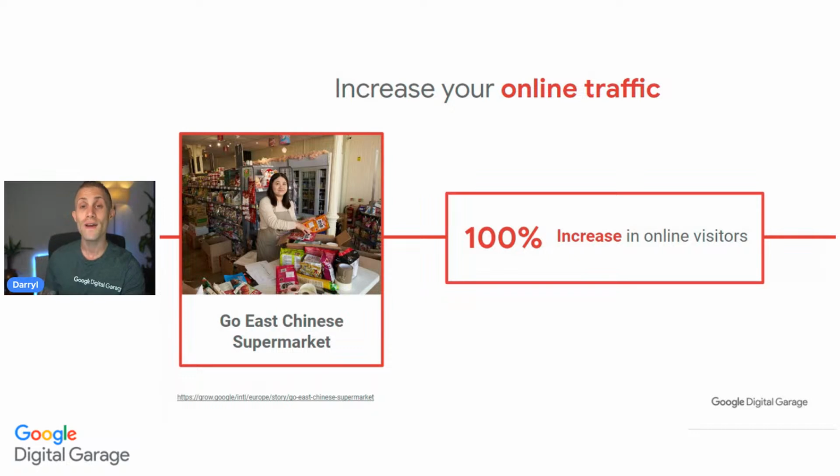Go East Chinese Supermarket listed themselves on Google Maps once lockdown started, and this led to a 100% increase in online visitors. Why is it 100%? Because essentially they had no online presence before. Most of these visitors were based locally, and this meant that the owner could market her products online and let customers know that her supermarket was still open for business.